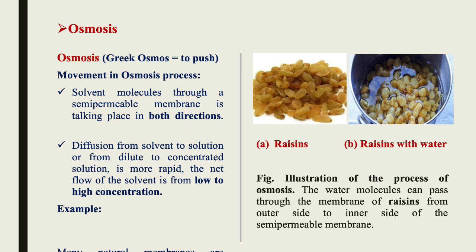So what is the example? Many natural membranes are semi-permeable membranes. So you can think of any natural membranes generally. So this raisin is the best example among those.